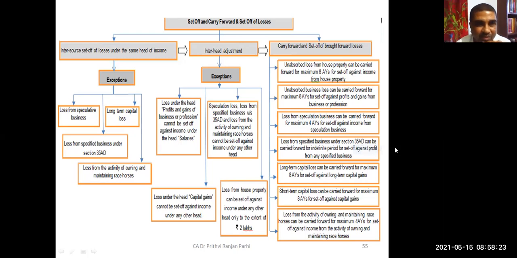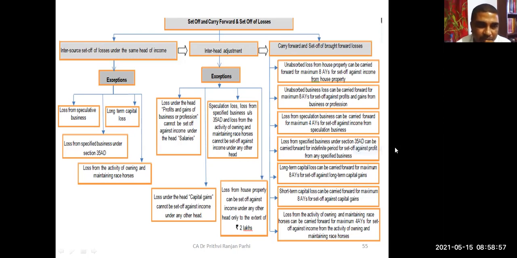Inter-source losses can be set off against each other, except in some situations. One, loss from speculative business, which can only be set off against income from speculative business. Good. And the second one, the loss from long-term capital gains, which can only be set off against long-term capital gains, but loss from short-term capital gain can be set off against both short-term and long-term capital gains.